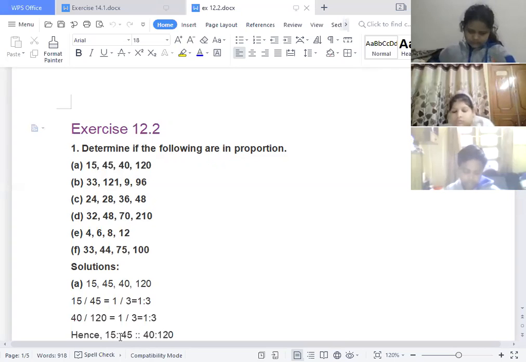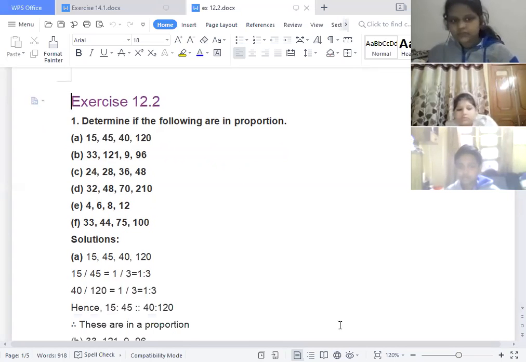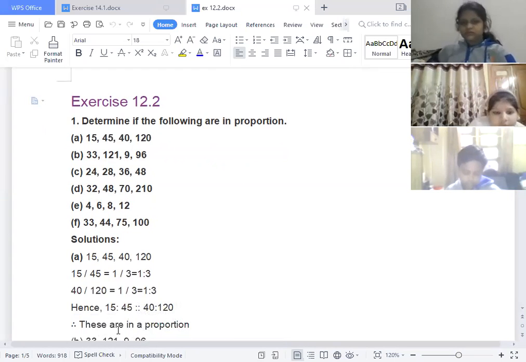So that means 15:45 is proportionate to 40:120. So at the last we can write that these are in proportion. Clear? These numbers are in proportion. Clear?